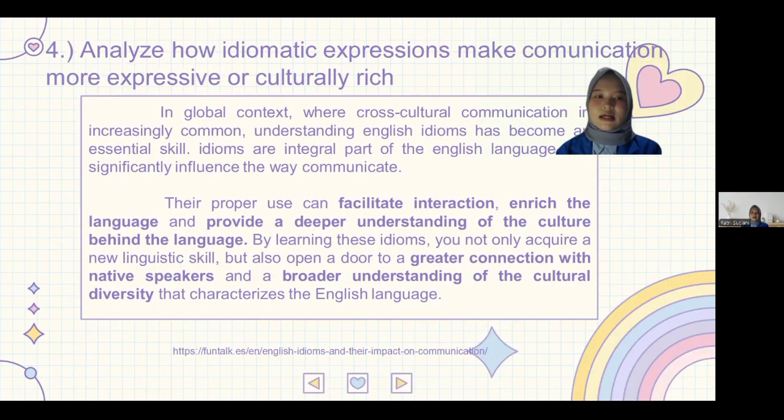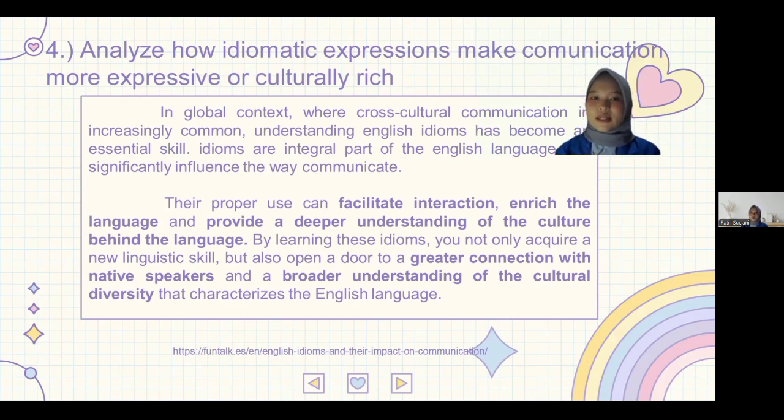Next, the last question is number 4. Analyze how idiomatic expressions make communication more expressive or culturally rich. In a global context, where cross-cultural communication is increasingly common, understanding English idioms has become an essential skill. Idioms are an integral part of the English language that significantly influence the way we communicate.